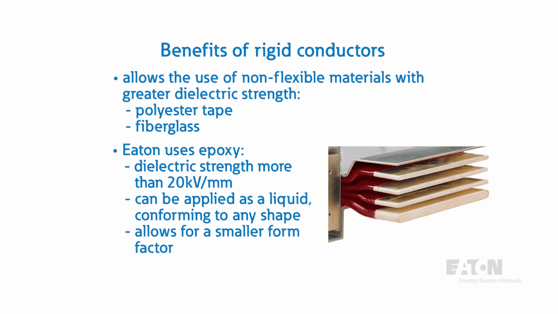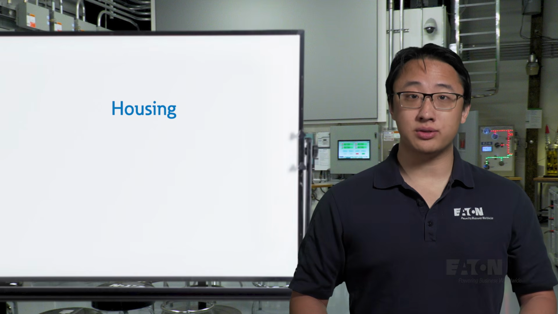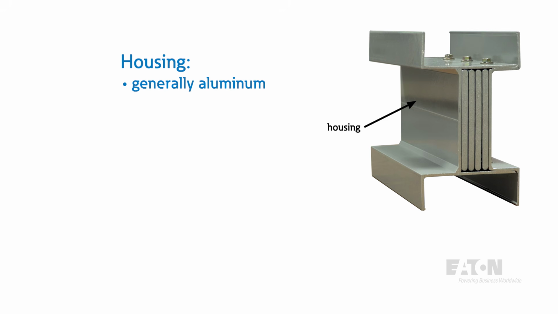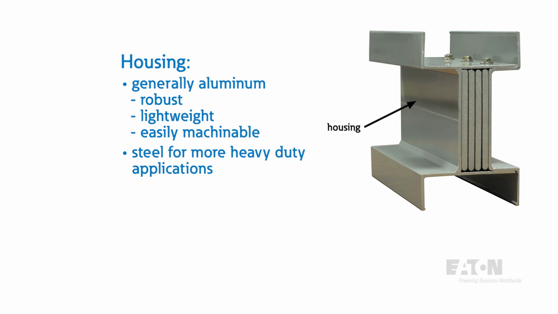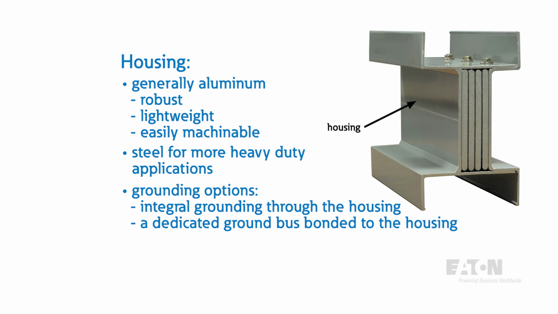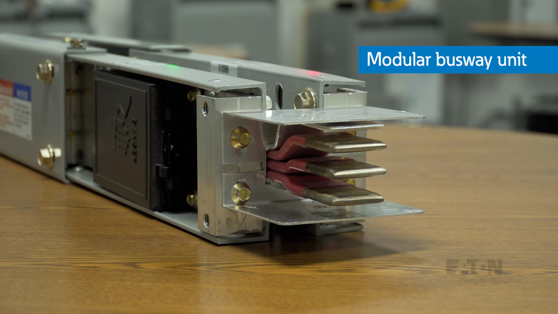All of this helps shrink down the final product to as compact a form factor as possible without sacrificing any electrical integrity. The last part of the assembly is the housing, which ties all of the bus bars together into one package. Aluminum is generally used since it's robust, lightweight, and easily machinable, but it may also be steel for more heavy-duty applications. In either case, though, the housing is made from metal, which allows for several grounding options: integral grounding through the housing with no extra conductor, a dedicated ground bus bonded to the housing, or a fully isolated ground bar. Altogether, this is one unit of Busway.